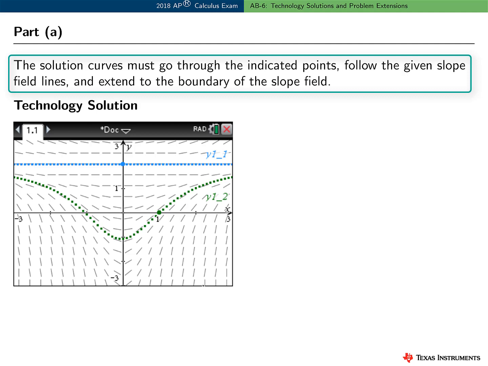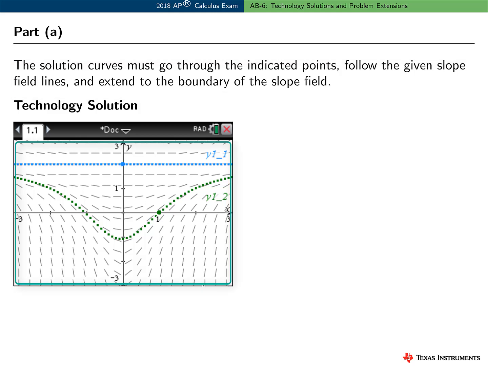In part A, when sketching these solution curves by hand, each solution curve must go through the indicated point. It must follow the given slope field line segments, and it must extend to the boundary of the slope field. Now, it takes some practice to sketch these curves in a smooth, continuous manner. However, we can use technology to quickly and accurately sketch these solution curves.